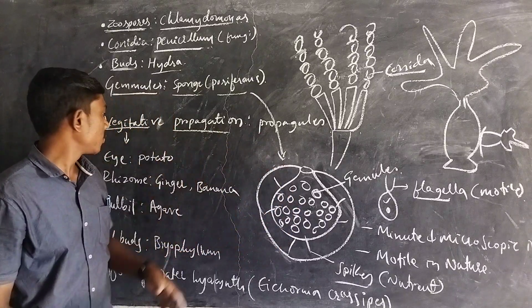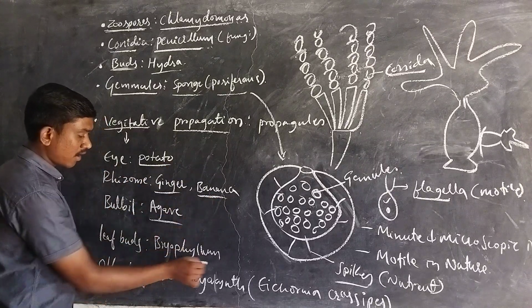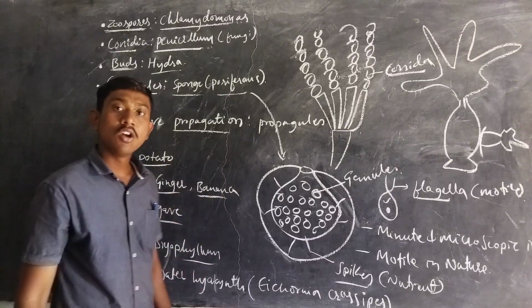Vegetative propagation is mostly observed in the case of potato, ginger, banana, agave and Bryophyllum, and even in water hyacinth.